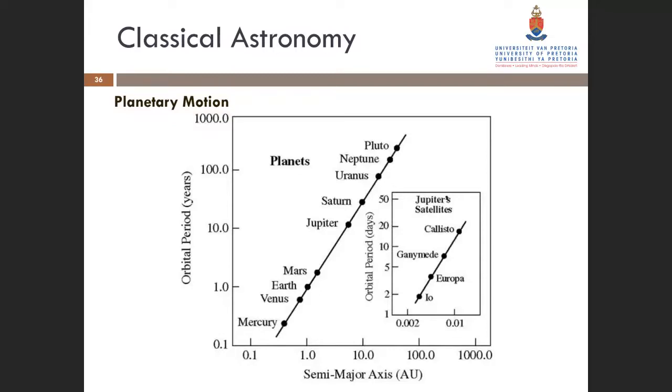So from this, we can see the orbital period in years. And here we can see the semi-major axis, so the distance from the sun in AU. So here we can see Mercury, Venus, Mars, Jupiter. The further the planets are away from the sun, the bigger the distance is and the slower their orbit is. And here we can see the 4 largest moons of Jupiter orbiting the sun.